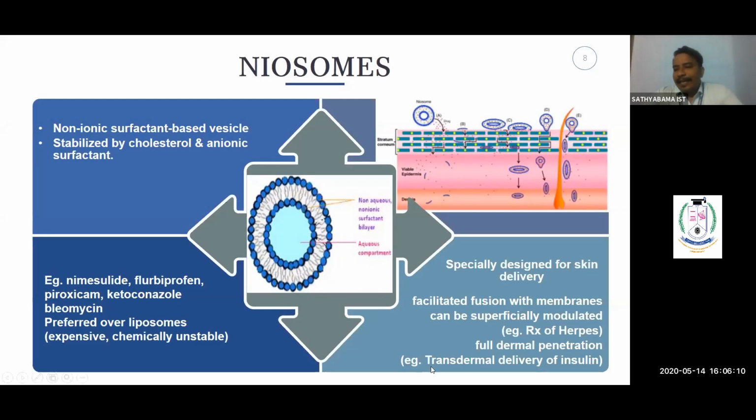And why? Because again, in nanotechnology, the names tell you what we are looking at. If it is liposomes, we are talking about lipids. Likewise, niosomes are a non-ionic surfactant based structure. And if you look at everything, it looks somewhat similar. But niosomes are non-ionic surfactant based vesicles which are stabilized with or without the presence of cholesterol, along with an anionic surfactant.